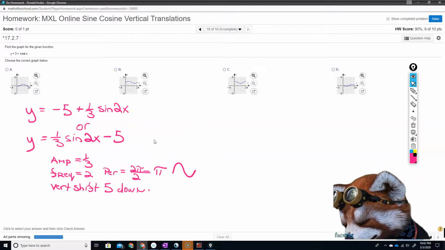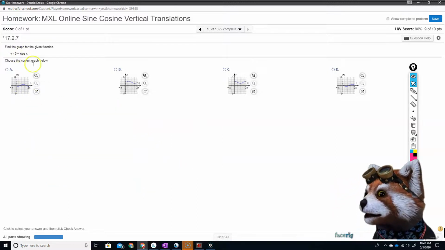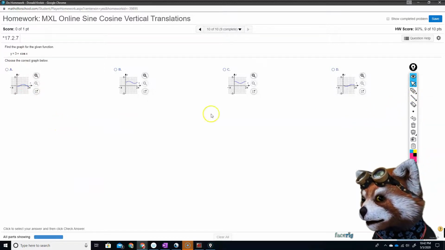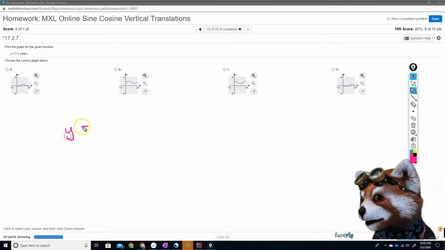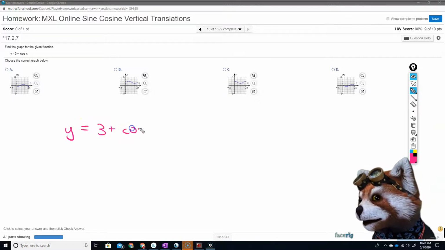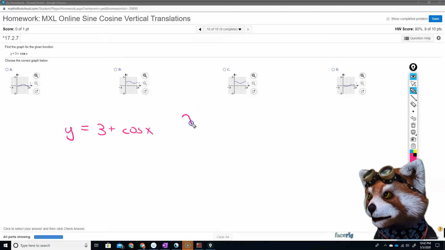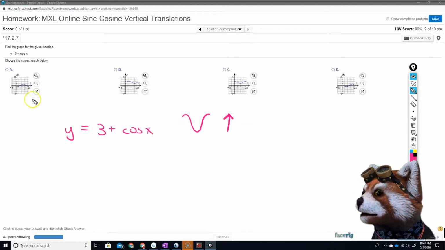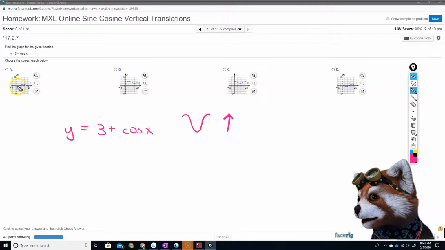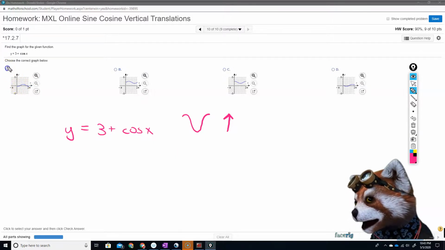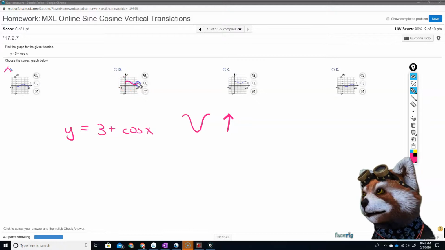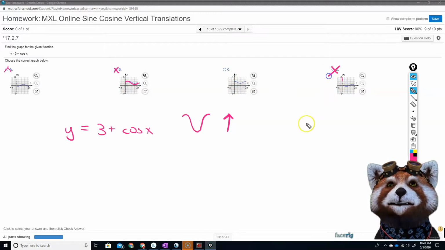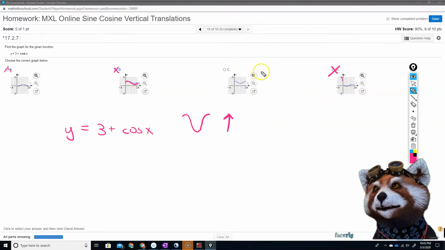All right, our last one. Okay, it's just a 3 plus cosine. So all it is, it's just shifted up 3 places. Y equals 3 plus cosine. So we're looking for a regular cosine that's been shifted 3 up. All right, so if we look at A here, okay, that's an upside down cosine, can't be that. Okay, this is a sine graph, can't be that. Could be C, and D is a sine graph, so we know it's going to have to be C.